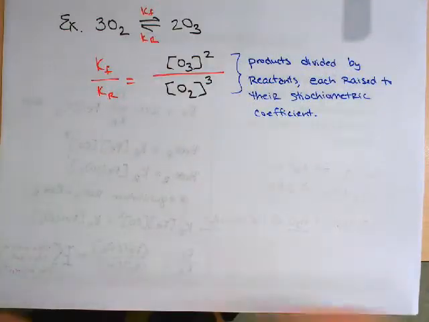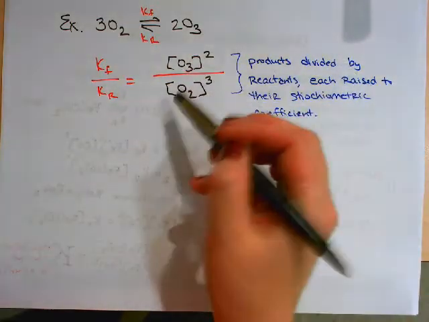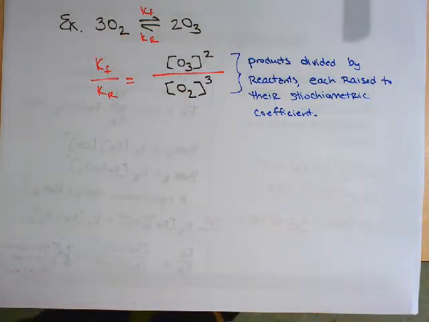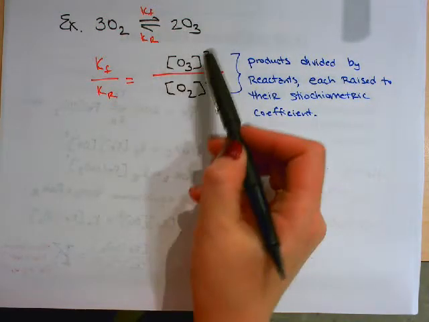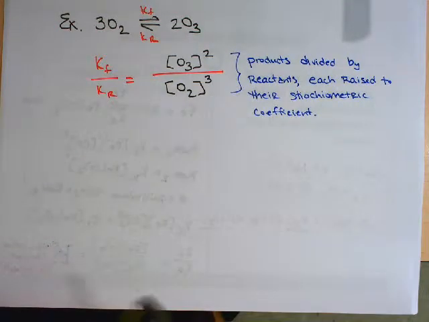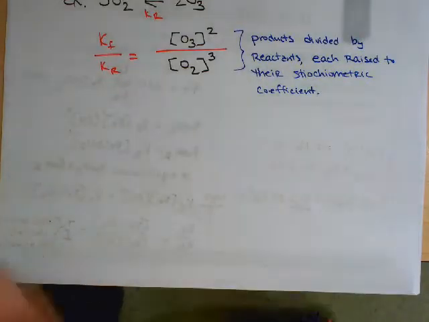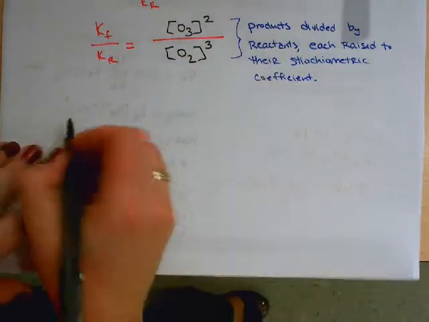So officially the rule is you're always going to have product divided by reactant, each raised to their stoichiometric coefficient, right? So this was a 2 raised to a 2. This is a 3 raised to a 3. So in words, that's what we're doing. Let's do one more. Ooh, this is my trick one.